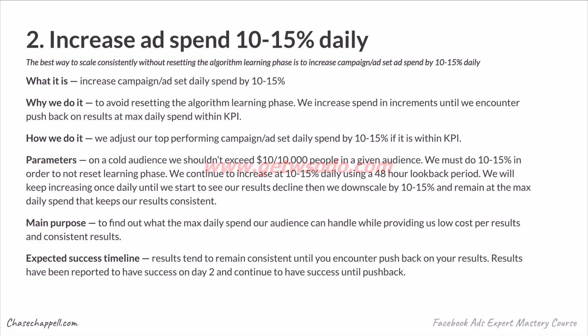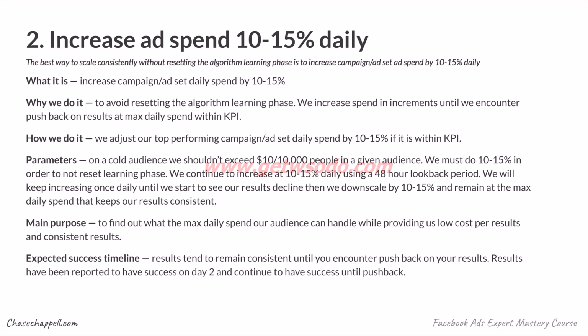And we will keep increasing once daily until we start to see our results decline. Then we would downscale by 10 to 15% and remain at that max daily spend that keeps our results consistent. So basically, we would continue to increase every day until we would see a jump in our cost. So if we're staying under $5 on our cost per result, we continue to increase our daily spend limit until we see our cost per result rise above $5. We would then scale back the moment it passed our threshold. So as soon as it cost us more than $5 to get a result, we would scale back by 10 to 15%.